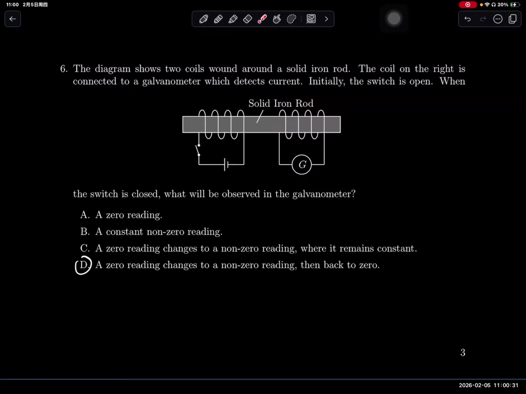But as there's no more changing flux happening afterwards, the EMF induced will cease to exist. Therefore, it will be selection D. A zero reading changes to a non-zero reading to indicate the rapid changing flux, and then goes back to zero.